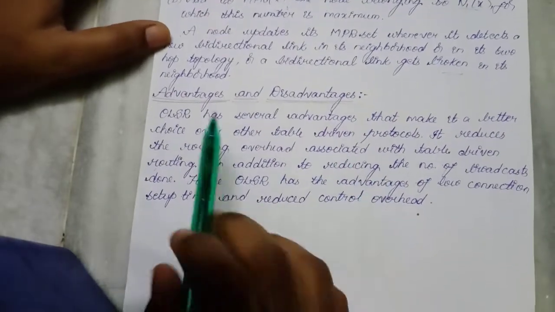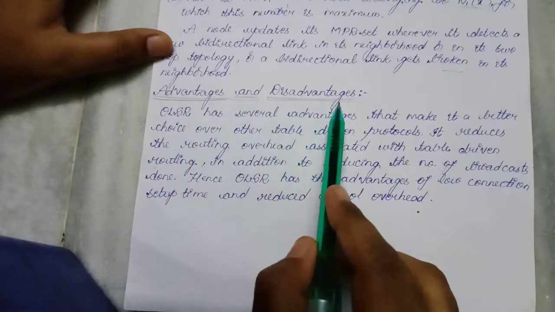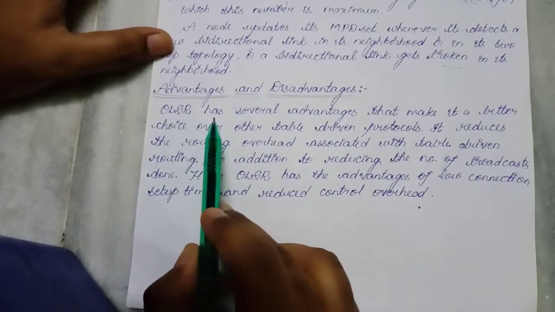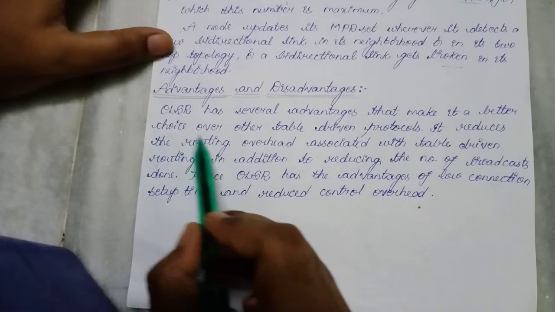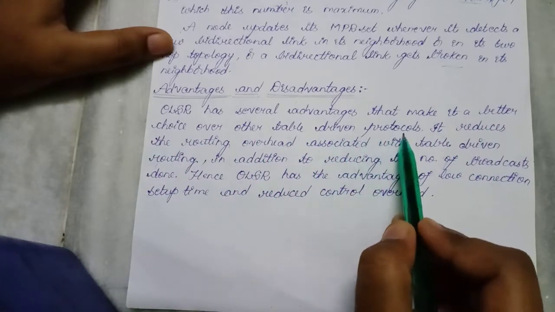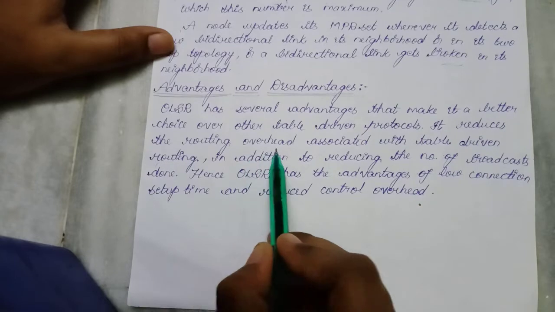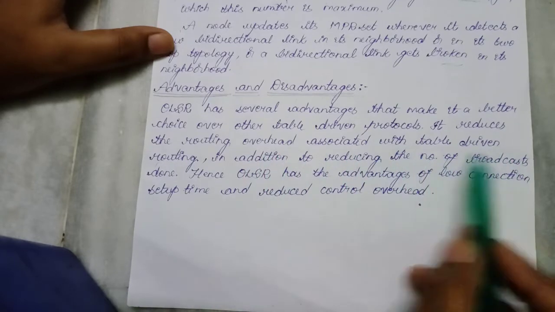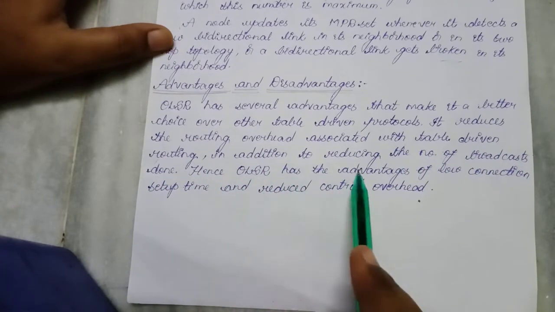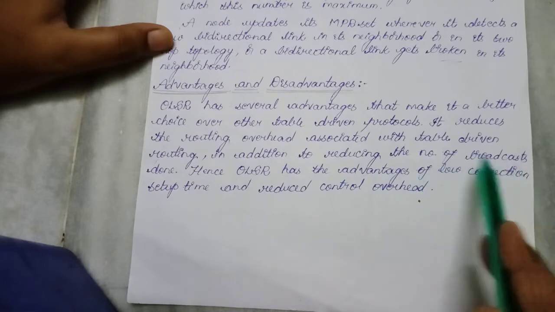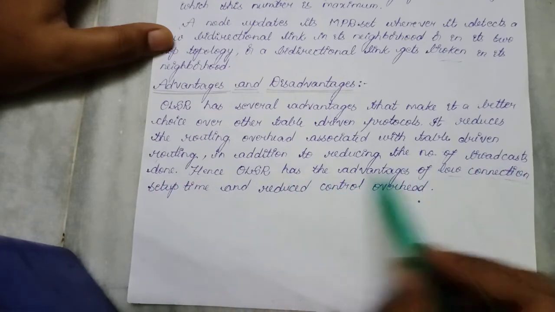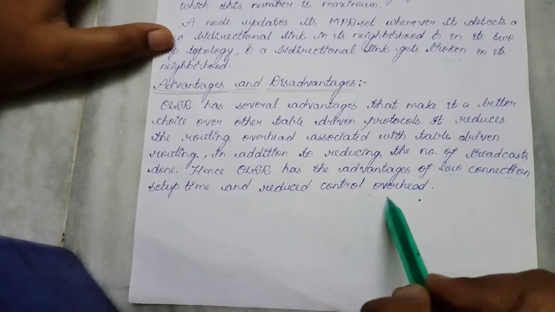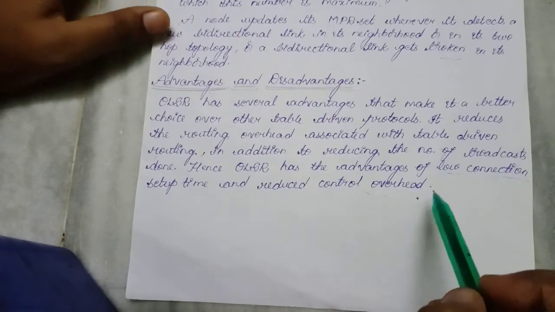So these are the advantages and disadvantages of OLSR. OLSR has several advantages that make it a better choice over other table-driven protocols. It reduces the routing overhead associated with table-driven routing, in addition to reducing the number of broadcasts done. Hence, OLSR has the advantage of low connection setup time and reduced control overhead. And there are no disadvantages for it.